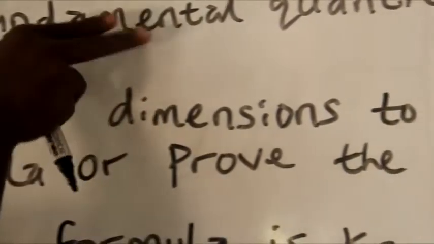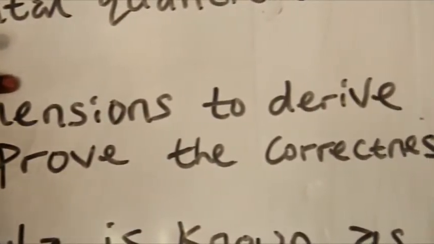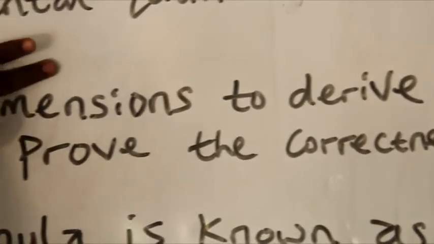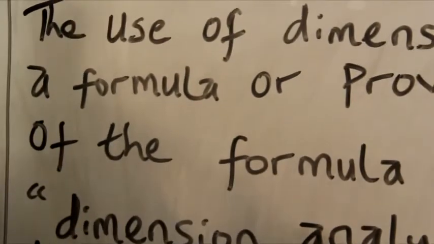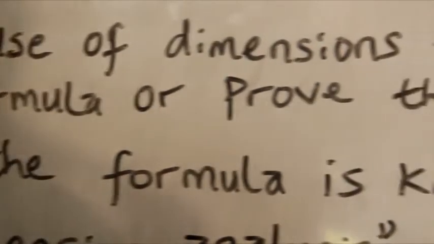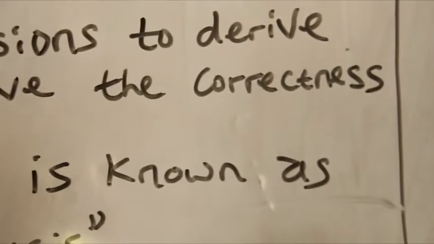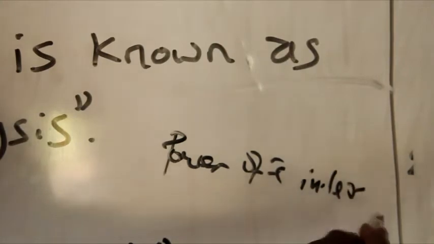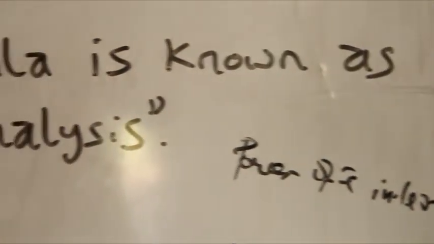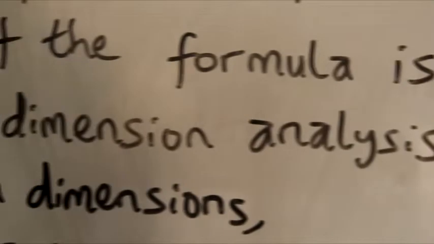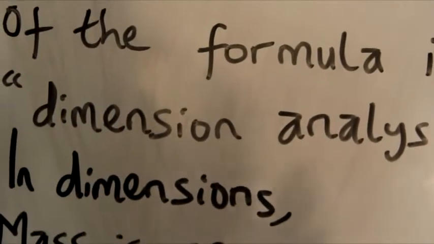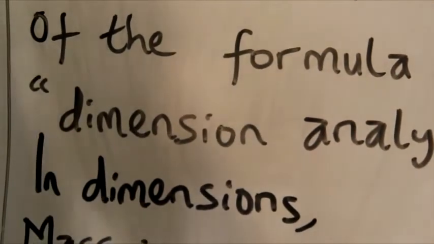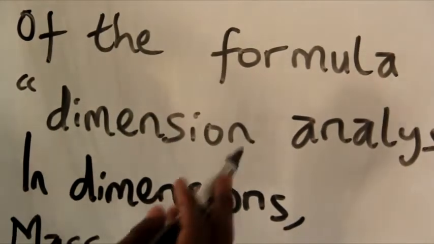right? So more specifically, the dimensions of a derived physical quantity is defined as the power of the index by which a fundamental quantity must be raised in order to obtain a derived quantity. Don't worry, I will explain this when we take our first problem on dimension analysis.